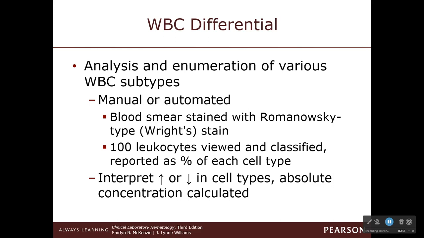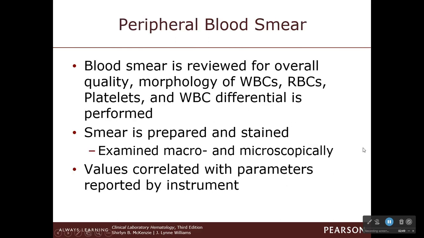Okay. All right. So we interpret increase and decrease in the cell types, and then I talked about absolute concentration a little bit on Monday. Okay. Very important to know the absolute values. Okay. All right. So let's talk about peripheral blood smears in general. So you guys have already looked at some smears, but let's talk about how we make them and these kind of things as we go.